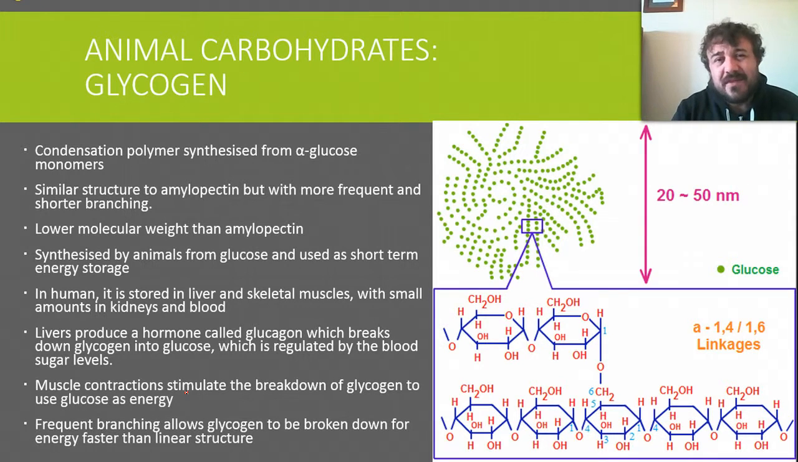So it's the frequent branching that really makes it easy to be broken down. If it was a very straight, long chain, it would be harder to break it down bit by bit. Because it's got these little branched off bits, you can just snap bits off the large molecule.